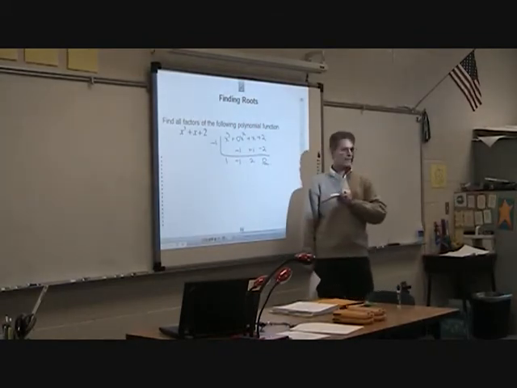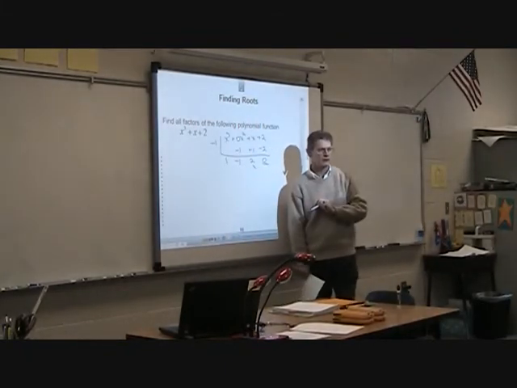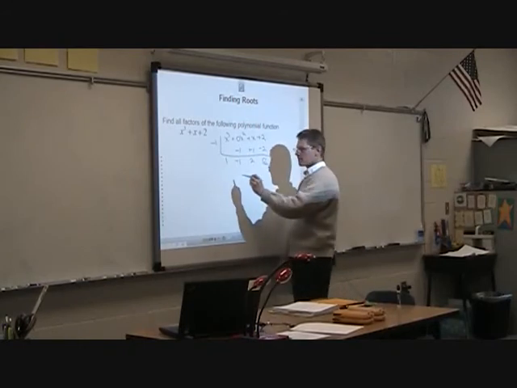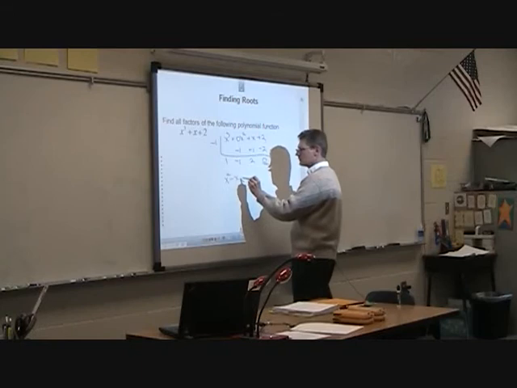So I go down here and these are my coefficients, right? So what do I write? x squared minus x plus 2.